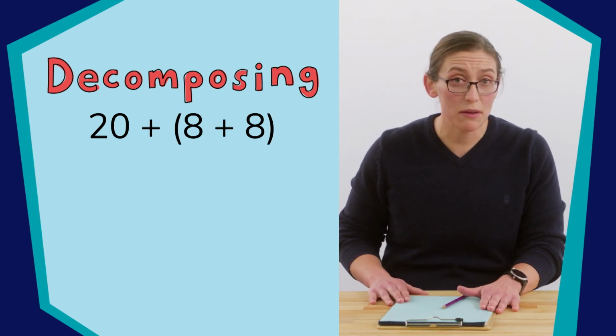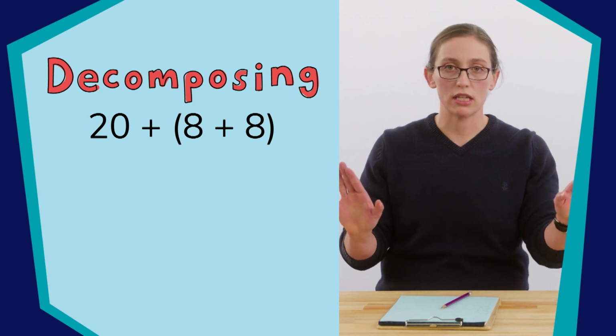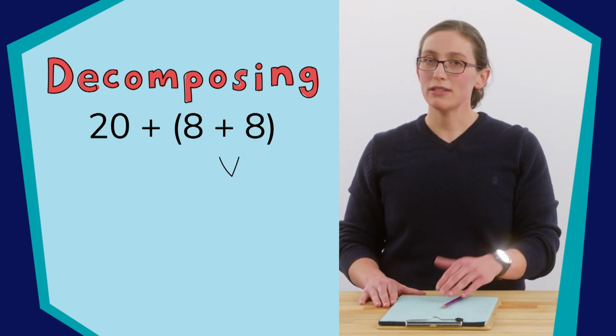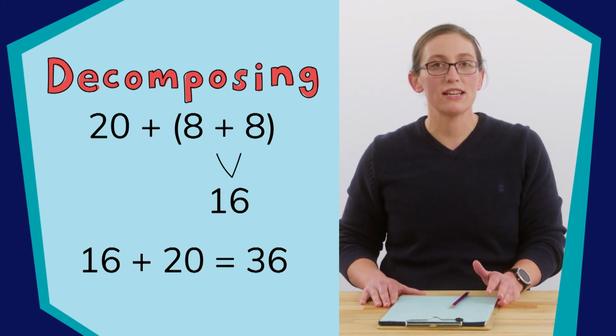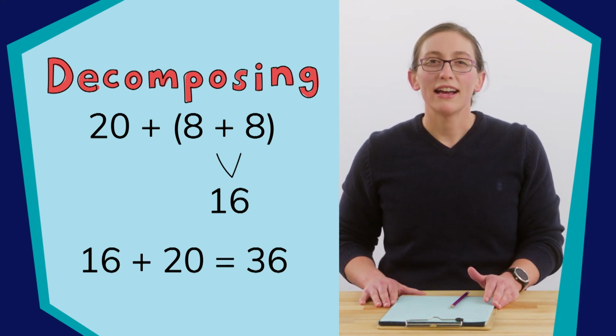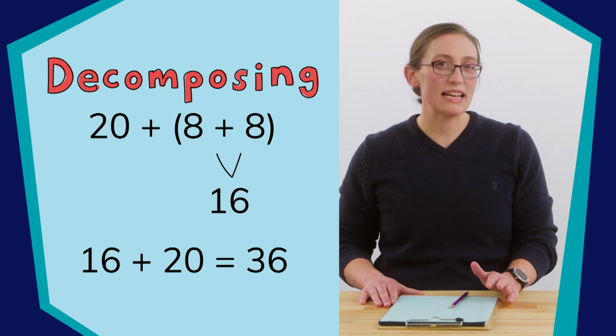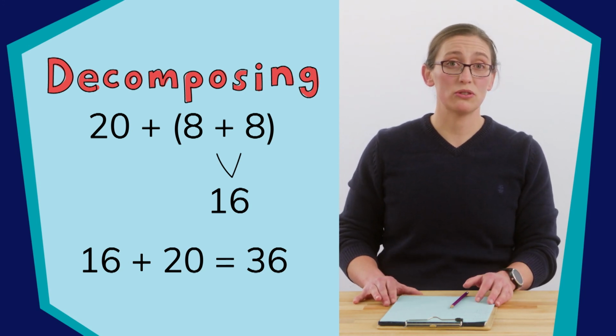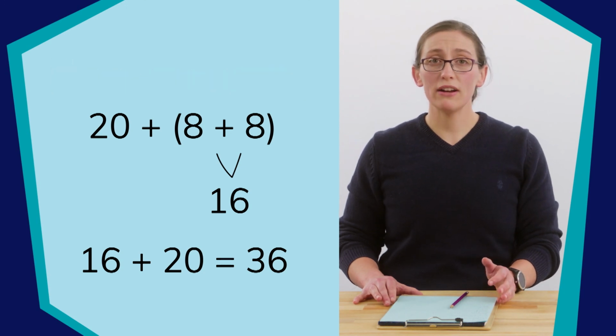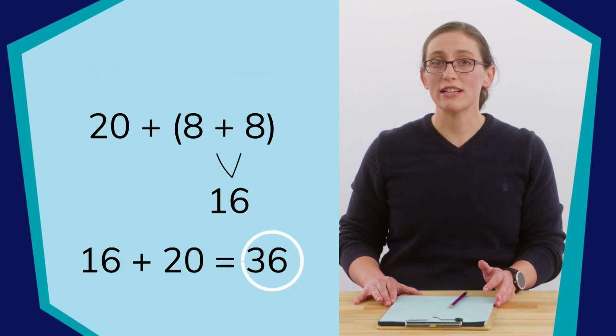Oh, you added 8 plus 8 first? You got it, we'll scratch that. So 8 plus 8 equals 16, and then 16 plus 20 equals 36. I see what you mean. 28 plus 8 seemed a little more challenging to think about in my head than 16 plus 20. So our final product for this one is 36.